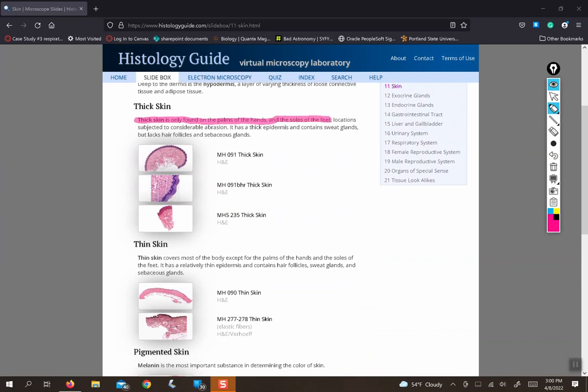So thick refers to the thickness of the stratum corneum specifically, which is that outer dead layer of cells. So it has a thick epidermis and contains sweat glands, but no hair follicles and no sebaceous glands. So imagine if you had oily, hairy palms, it would be awfully hard to grip anything, right? And also probably no one would want to hold your hand.